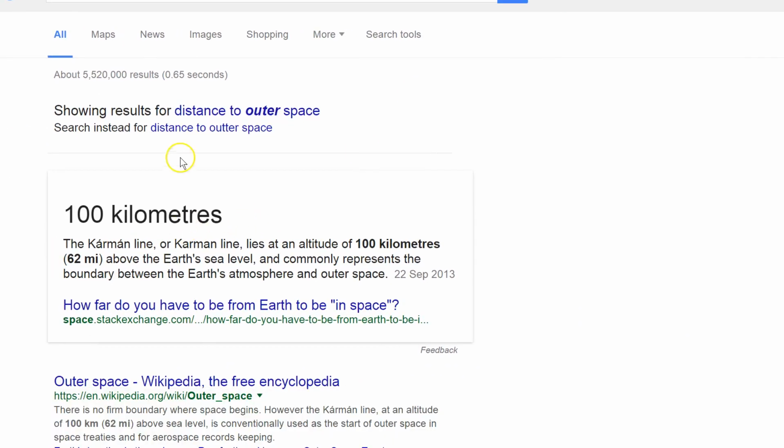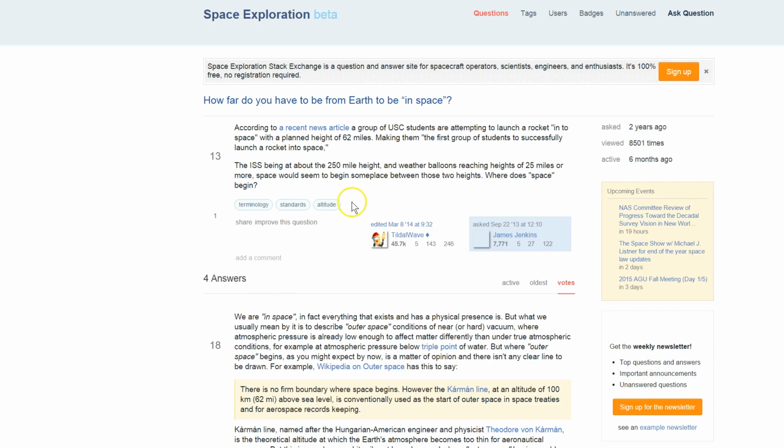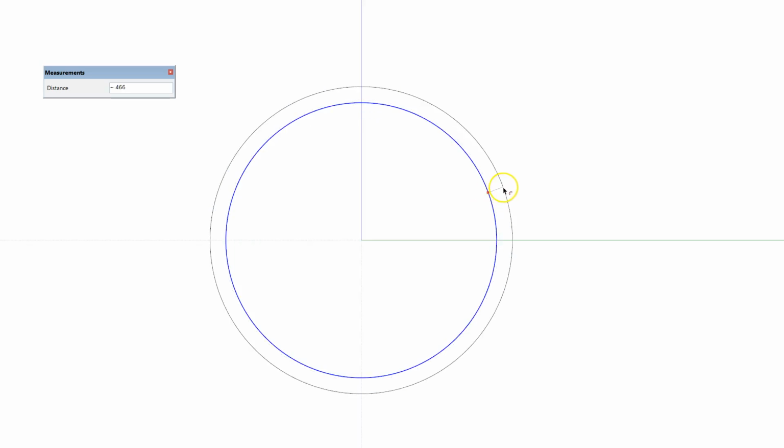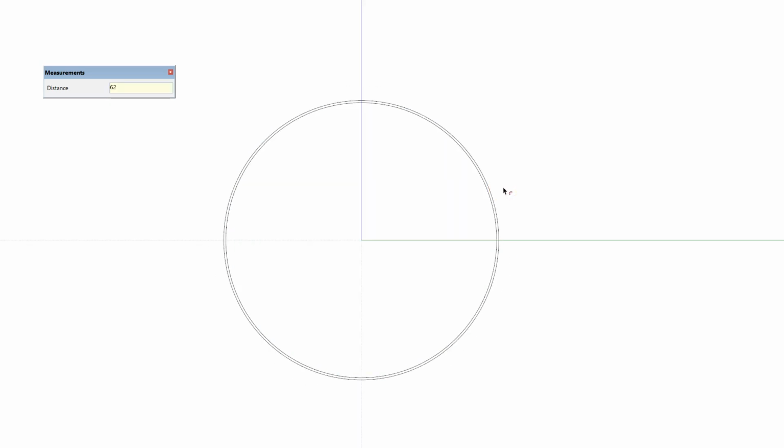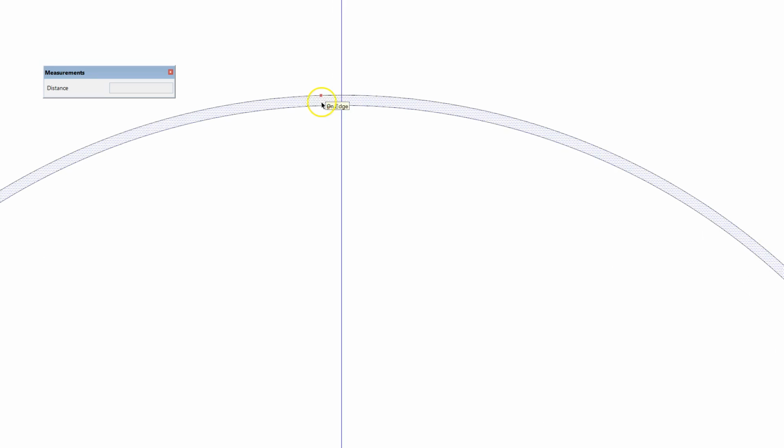Here, this is the distance to outer space, 62 miles, right? This is from the Aeronautical Space Institution, so you can do your research on that at 62 miles. So 62 miles to outer space, that's the distance. And there's a name for that, it's called the Kármán line, right? That's where we go from the atmosphere into outer space, so they say.